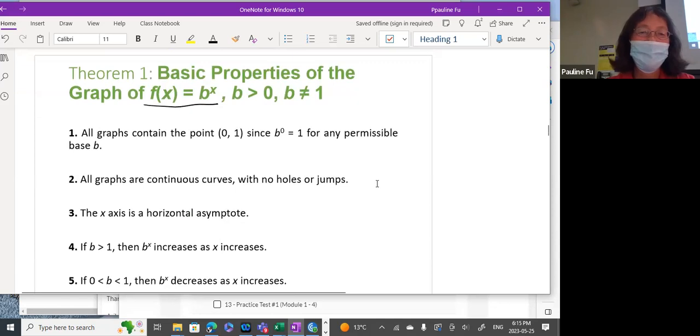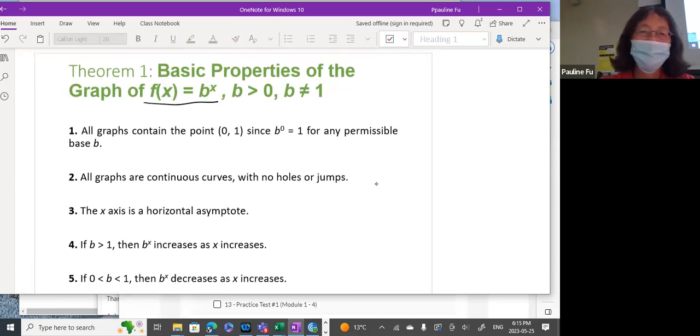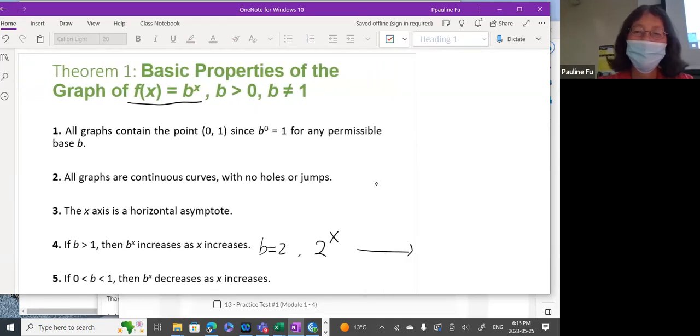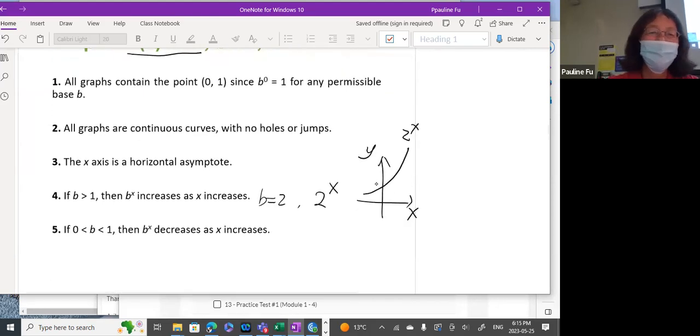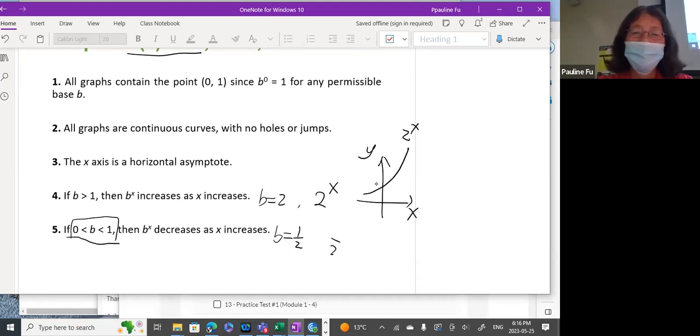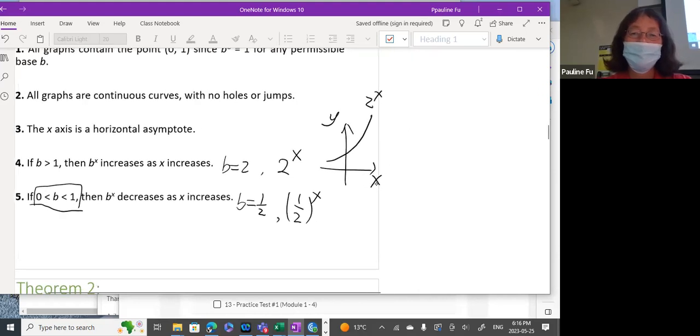So the x-axis is the asymptote. If b greater than 1, b to the x increases as x increases. So for example, if b equal to 2, and you got 2 raised to power x, we just did this graph. So when you increase x, y also increases, okay? And if b smaller than 1, greater than 0, b raised to power x decreases as x increases. So for example, if b equal to 1 over 2, okay, 1 over 2 is between 0 and 1. So what does the graph look like for 1 over 2 raised to x?